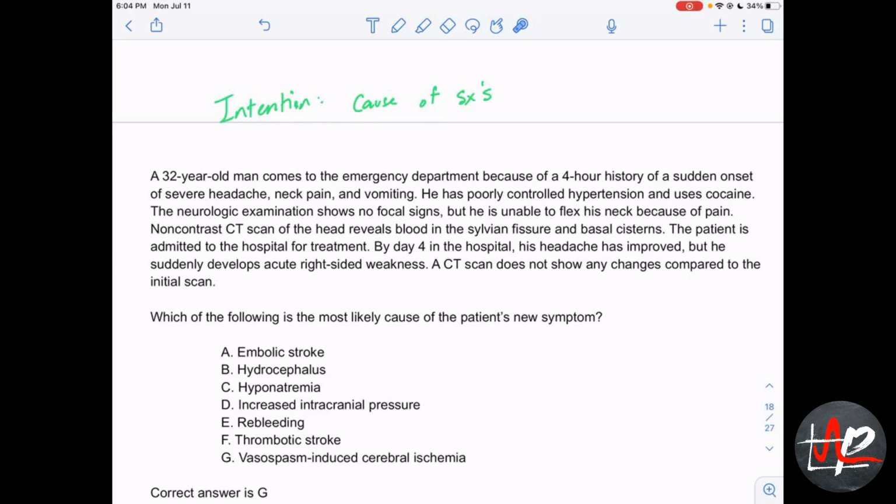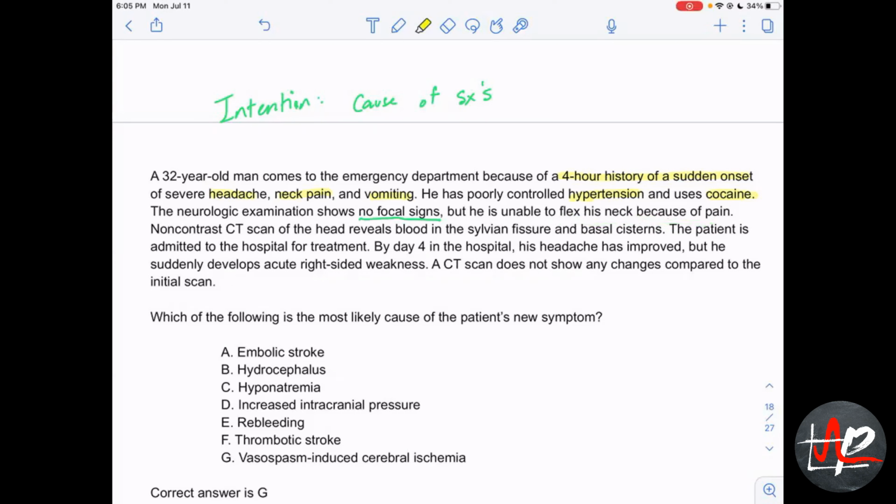All right, so a 32-year-old man comes to the ED because of a 4-hour history of sudden onset of severe headache. He has neck pain and vomiting. So that's obviously all important. He has poorly controlled hypertension and uses cocaine, which also is probably important. The neuro exam shows no focal signs. That's important, because if you have focal signs that are lateralizing, then that will definitely push you one way or another with your diagnosis. And it says that he is unable to flex his neck because of pain.